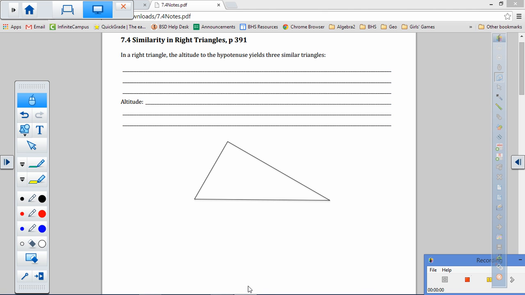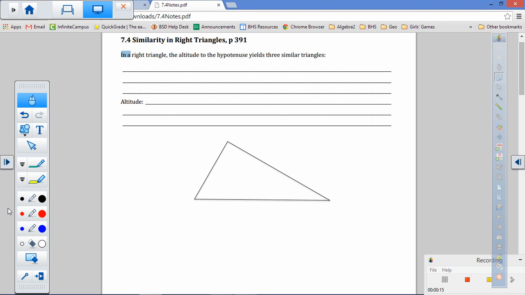Okay, section 7.4, similarity in right triangles. In a right triangle, the altitude to the hypotenuse yields 3 similar triangles. Okay, let's first talk about the altitude.